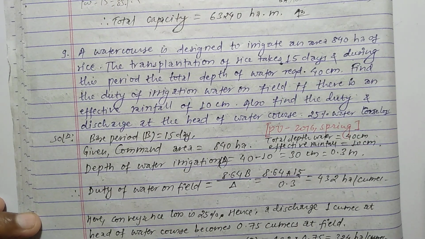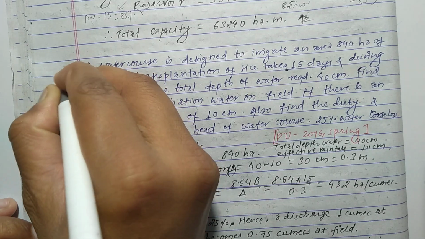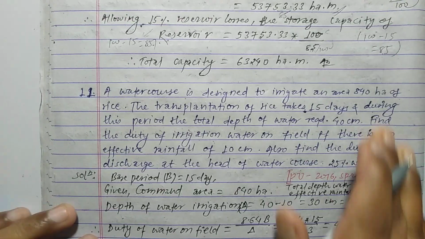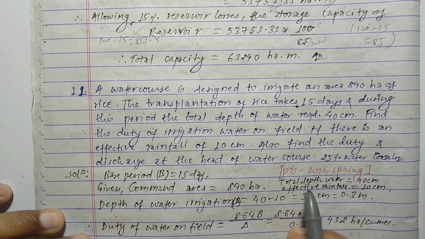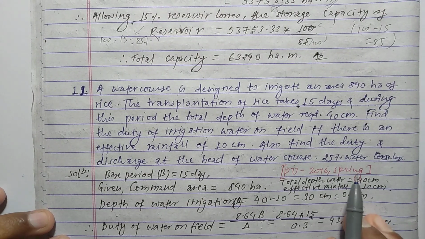Let's see this numerical, okay. This is the 11th numerical, okay. I will write here this is 11th numerical related to this topic, and this question was also asked in Pokhara University 2016 spring, okay. So first see the question.